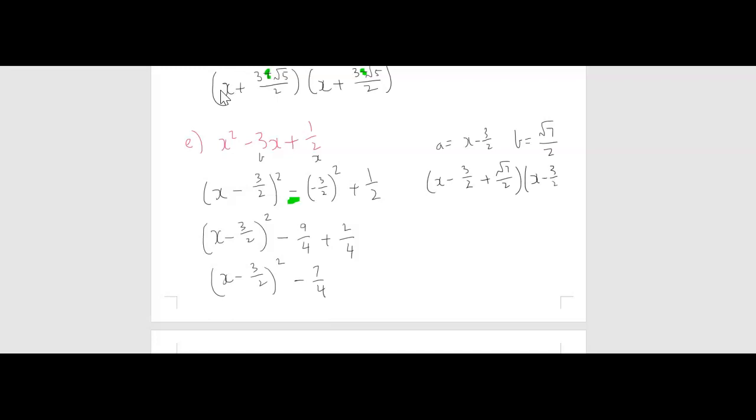Make sure you're consistent. If you take your time, you're just copying this whole thing here. So make sure it's x minus 3 on 2. All right, let's tidy that up. Put everything over the one fraction denominator. So x minus 3 plus root 7 on 2, and then we've got x minus 3 minus root 7 on 2.